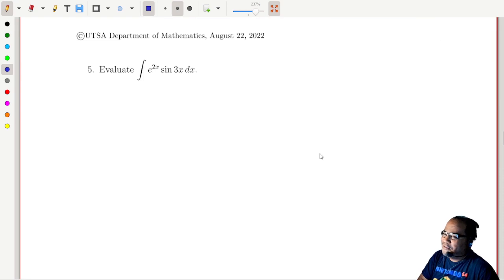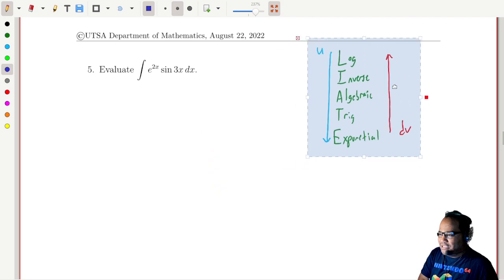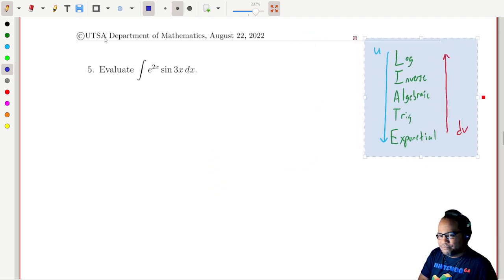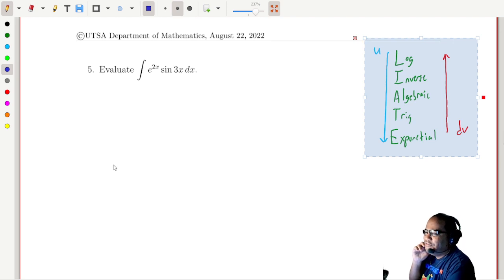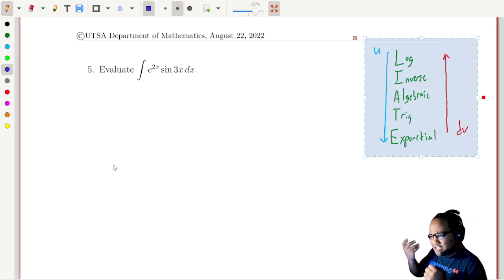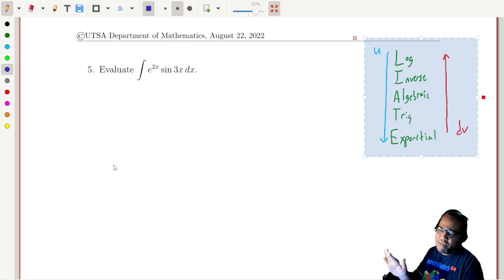This is a favorite one of mine. E to the 2x sine 3x dx. All right, so based on our little LIATE heuristic, which I'll paste back here, I got a trig function there, sine, and an exponential. They're both relatively easy. Just to follow the heuristic, and it actually won't matter which one you choose in the end. You'll kind of see why.